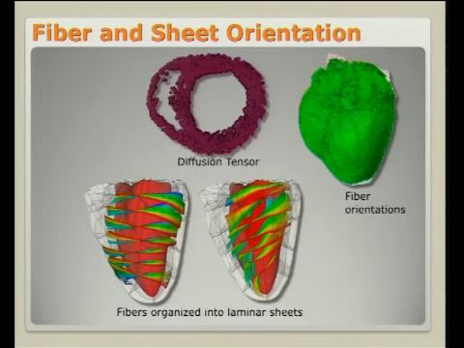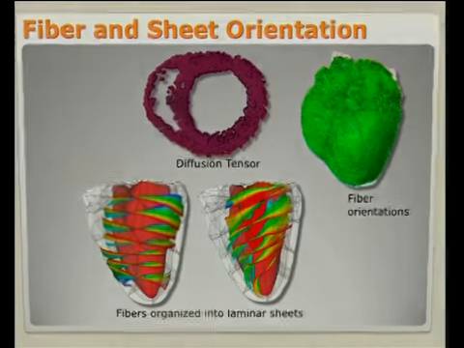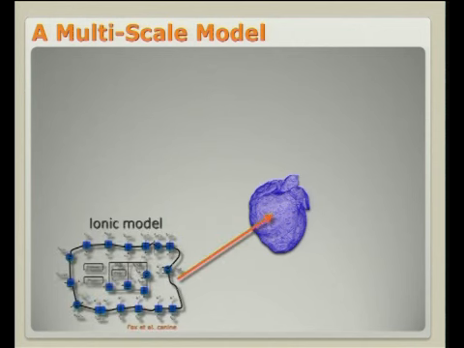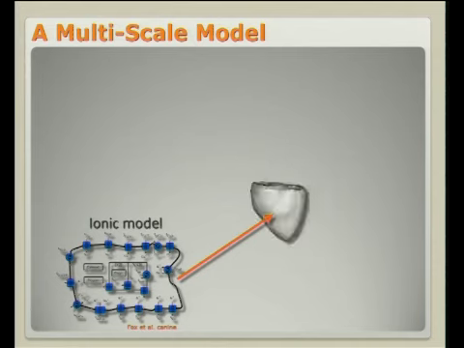So in addition, from the diffusion tensor MRI, as before, we incorporated the fiber orientation. But as you know, in mechanics, the laminar sheets are important. So we used all the information from the diffusion tensor MRI, and we also reconstructed the laminar sheets. So that's our model from the structural point of view.